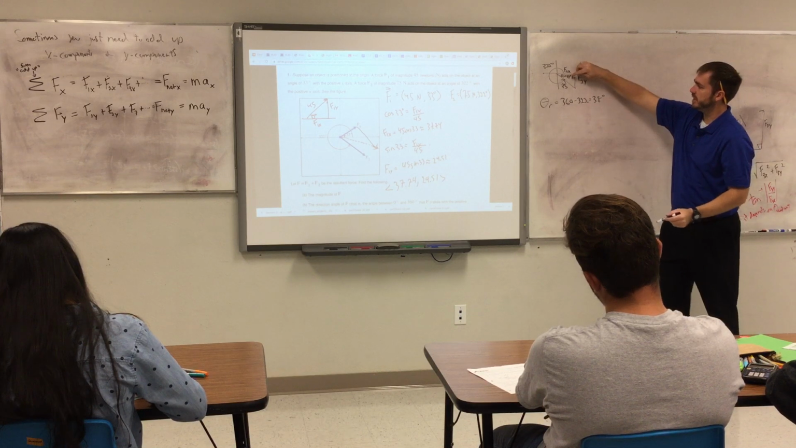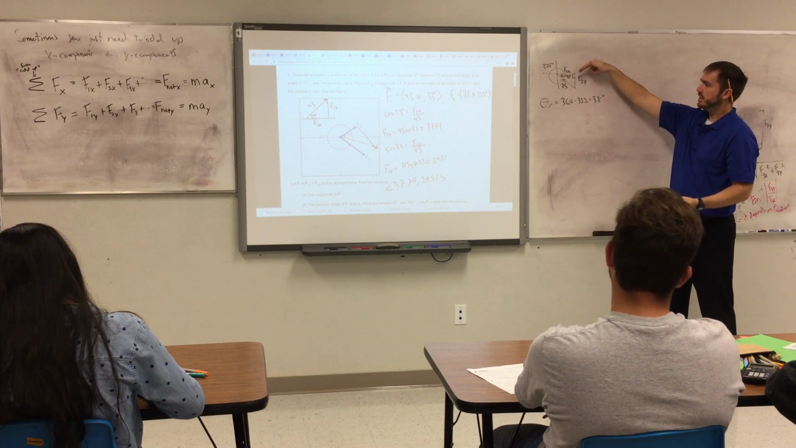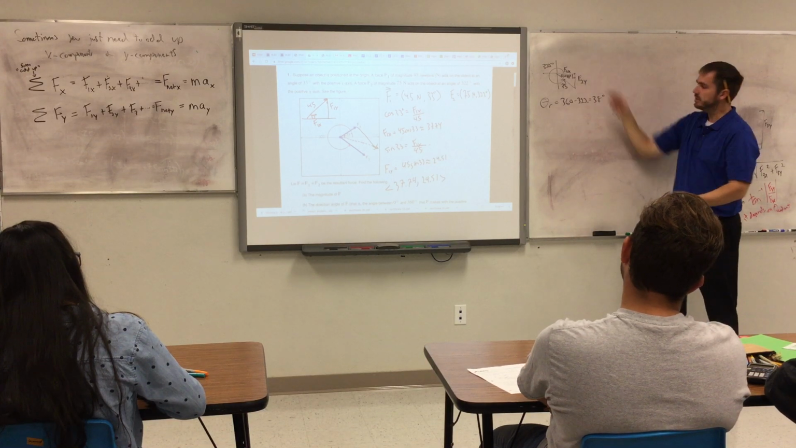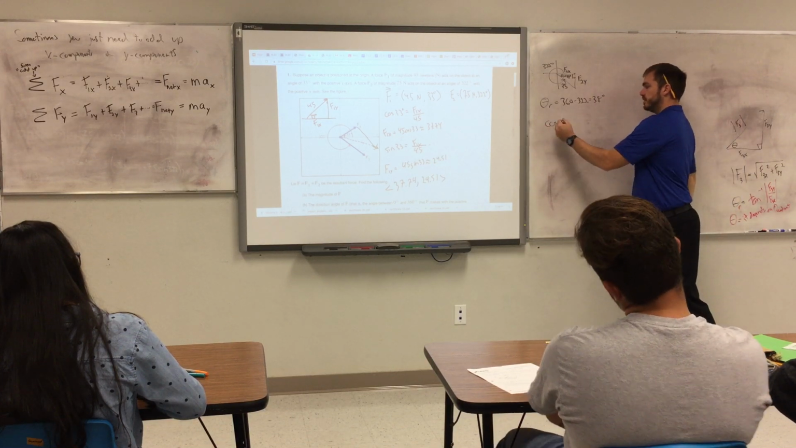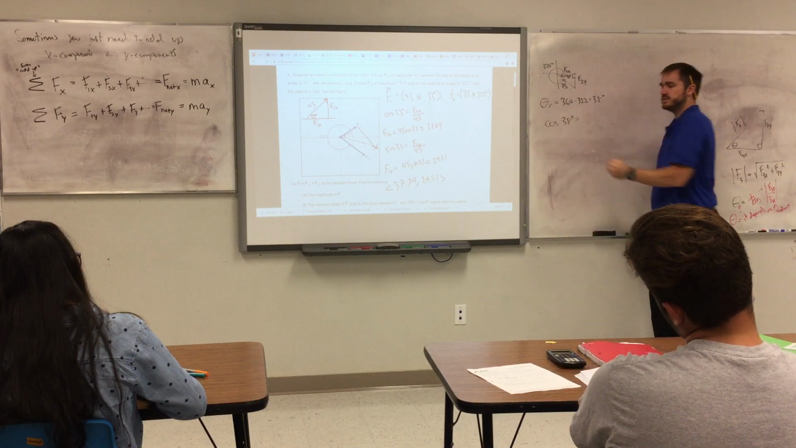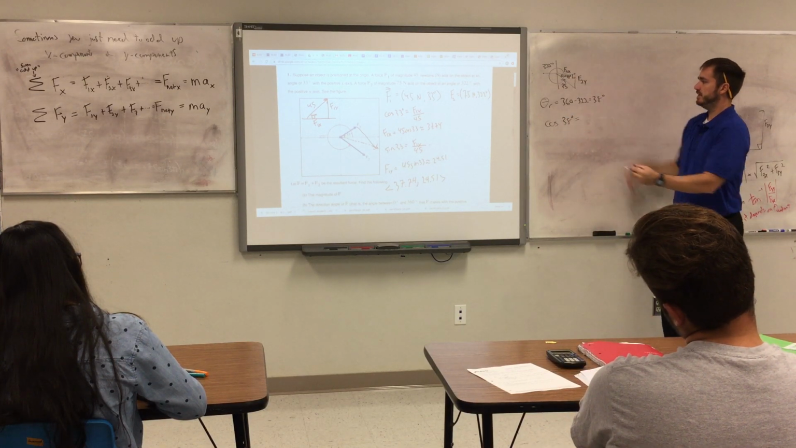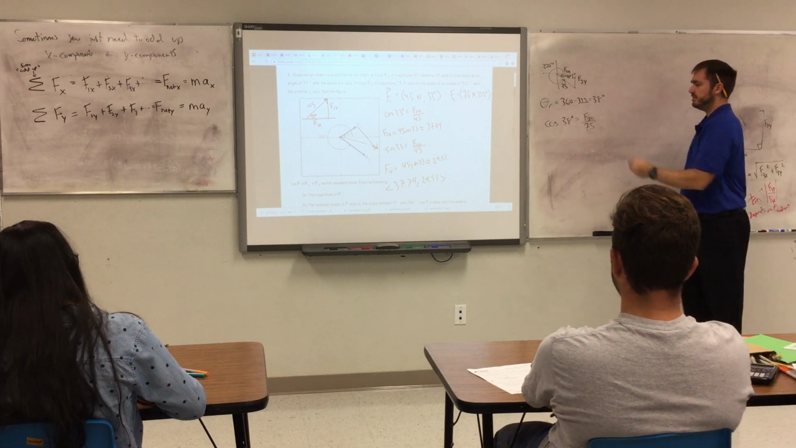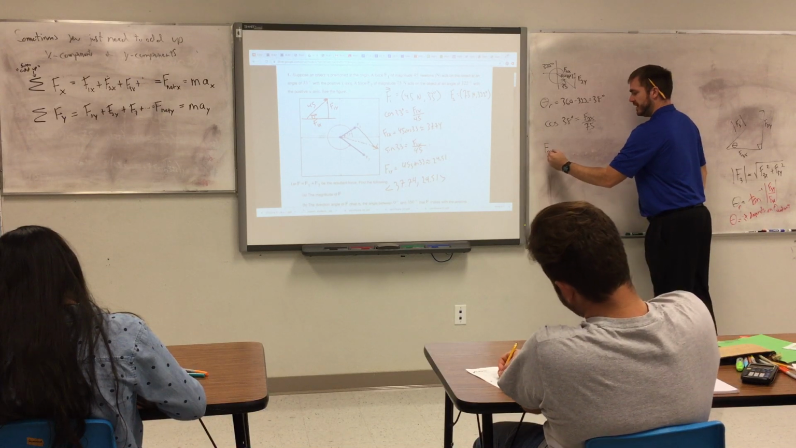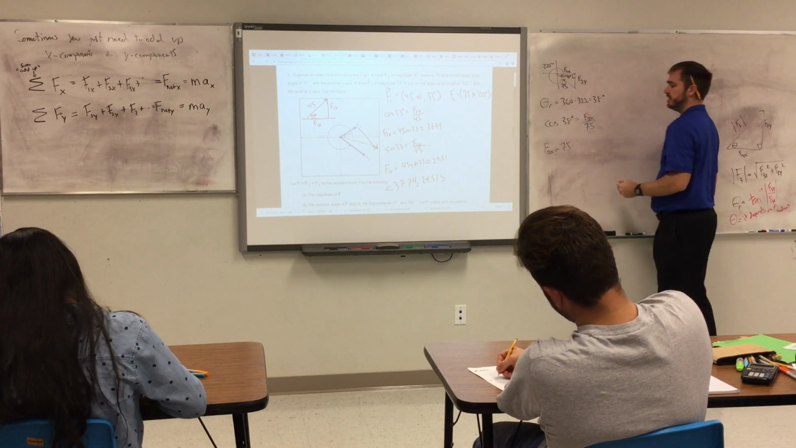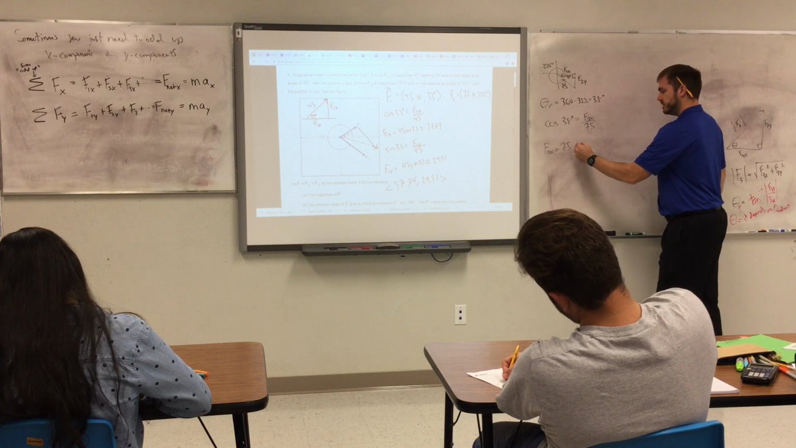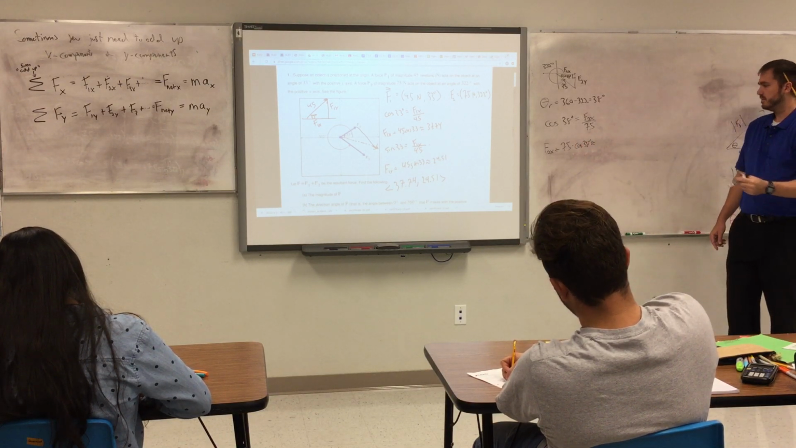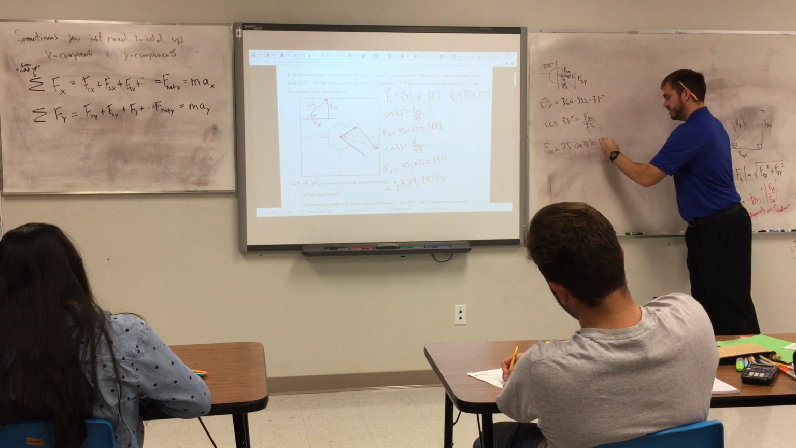I need a way of writing a sine or cosine equation that's going to give me F2x. Cosine of 38 degrees is the adjacent over hypotenuse. So F2x over 75. So F2x equals 75 times cosine 38 degrees. What's an approximation on that? 59.1.